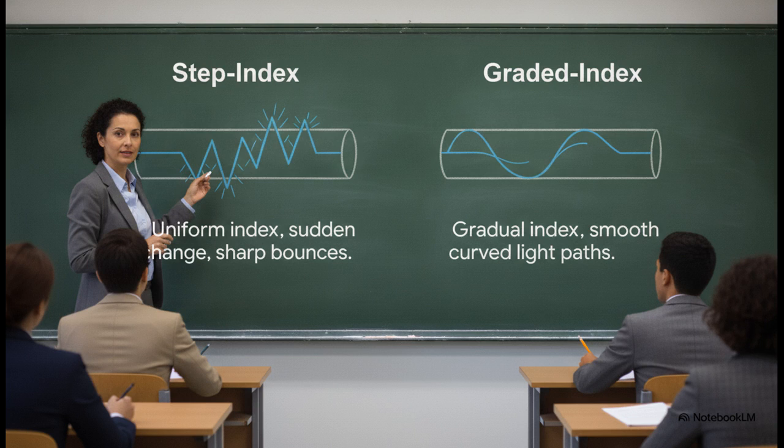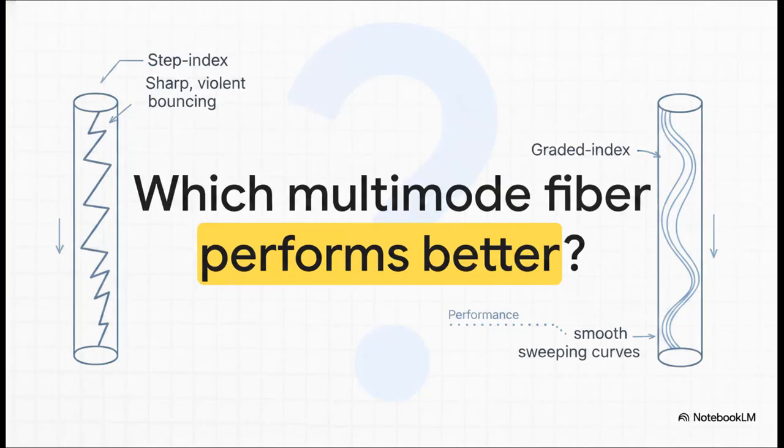But then we have graded index fiber. This is a brilliant piece of engineering where the core's refractive index actually changes gradually. So instead of sharp, violent bounces, the light bends in these really smooth, sweeping curves. So, thinking about those two distinct journeys, the sharp, violent bouncing versus the smooth, sweeping curves, which multimode fiber do you think gives us better overall performance?